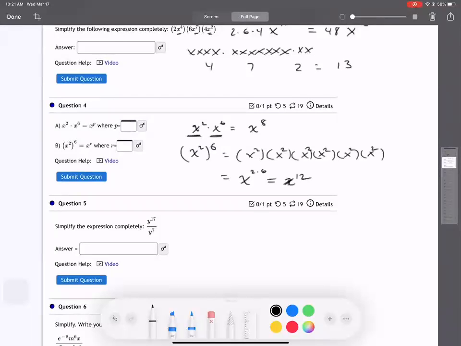Here, we add the exponent. That's really x to the 2 plus 6. That's how we got 8. But if I'm taking power of powers, we just multiply the exponents.